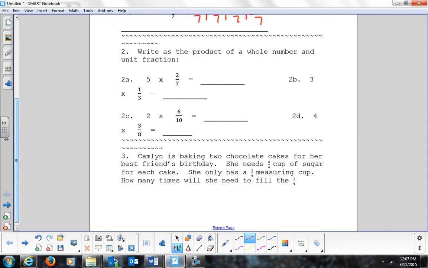Okay, write the product as the product of a whole number and a unit fraction. What is a unit fraction of 2/7? 1/7. 1/7. So I'm automatically going to have 1/7 over here.